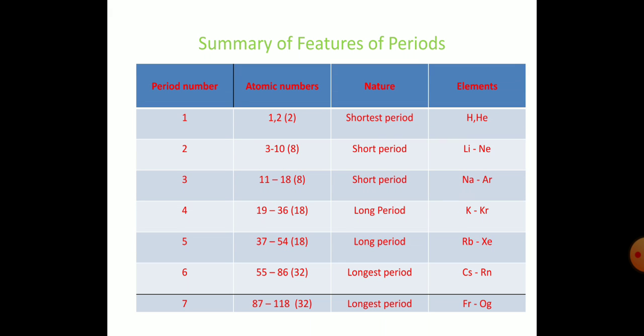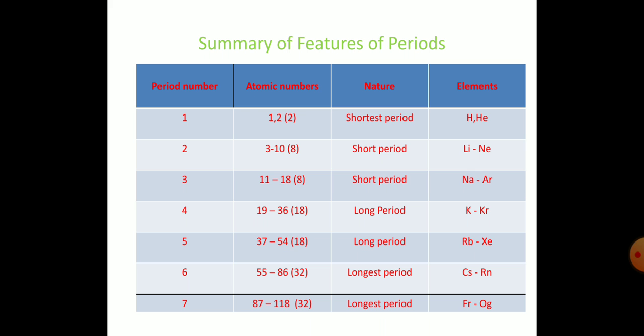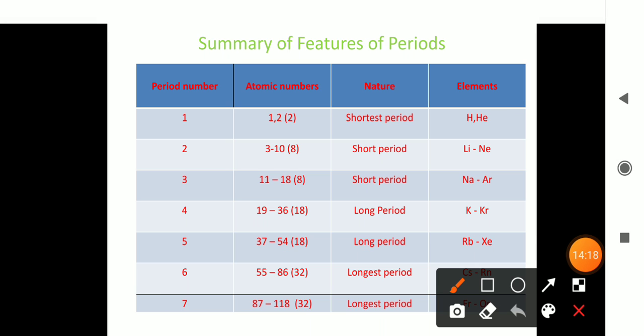In this table I have shown all the periods. First one, period number 1, atomic numbers 1 and 2, shortest period, hydrogen and helium are the elements present. And this is period number 2. Here atomic numbers are from 3 to 10. It is a short period, and the elements are from lithium to neon. Period number 3, atomic numbers are from 11 to 18. It is a short period. Elements are from sodium to argon.